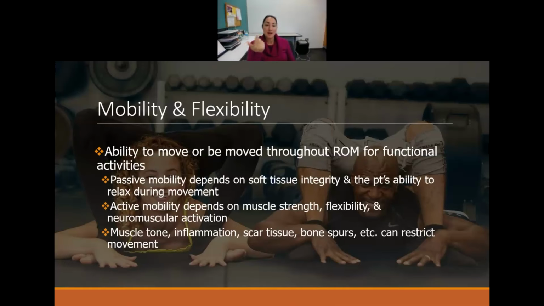So, for example, somebody with a spinal cord injury, they don't all of a sudden have an issue with every muscle below that injury. It's just that the signal is not getting through from the brain to that muscle in order to allow it to activate. So, in order to have active mobility, you need all of that. You need enough strength in the muscle, you need enough flexibility in the opposing tissues, and you need enough signal getting through to tell the muscle to move. Another component of flexibility is muscle tone, inflammation. These are things that could limit or restrict the movement. Muscle tone, inflammation, scar tissue, bone spurs, all of those things can limit somebody's movement.